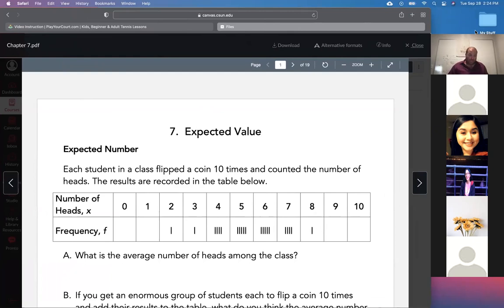It's also a quite often misunderstood topic. So let's take a look at this first little exercise. It says each student in a class flipped a coin 10 times and counted the number of heads, and the results are recorded in the table below.